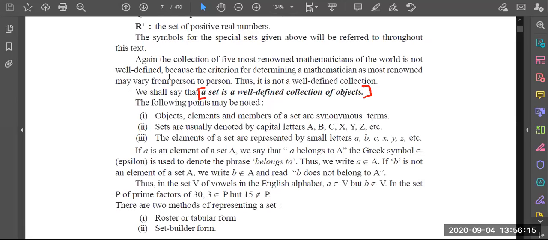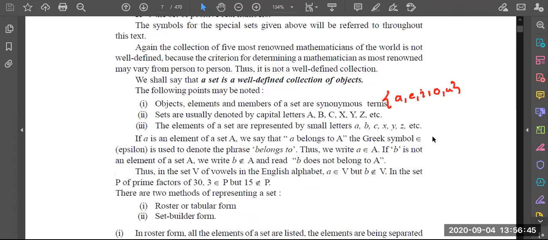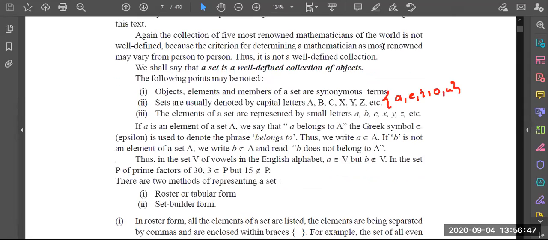Now, when we represent a set, there are two methods of representation of a set. Forget about everything. Suppose I have to represent the set of vowels. What will you do? We'll just represent it like this: A, E, I, O, U. This is actually one of the methods of representing your set.